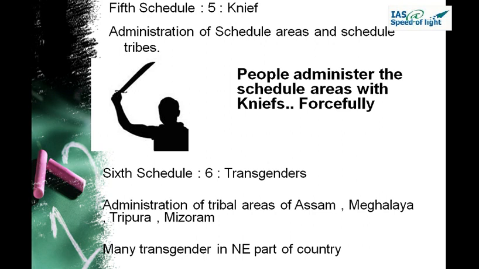Coming to the fifth schedule, is 5 and 5 is knife for us. Okay, 5 is knife. So it deals with the administration of scheduled areas. Okay, administration and control of scheduled areas and scheduled tribes.